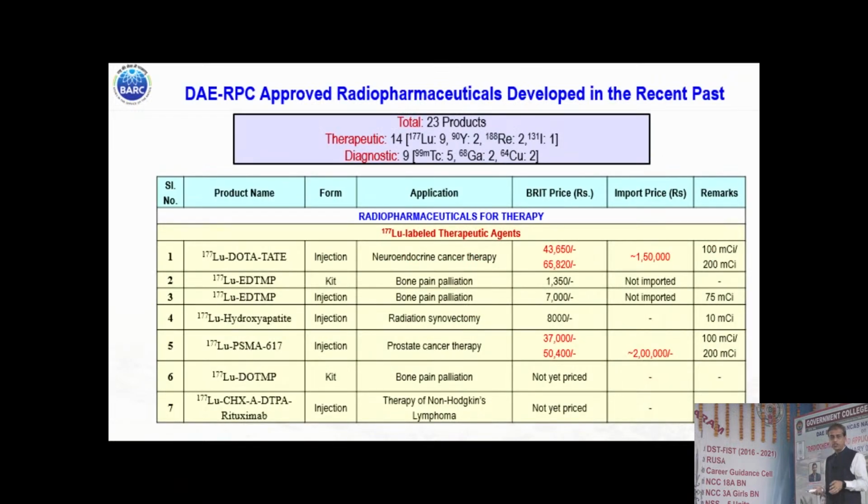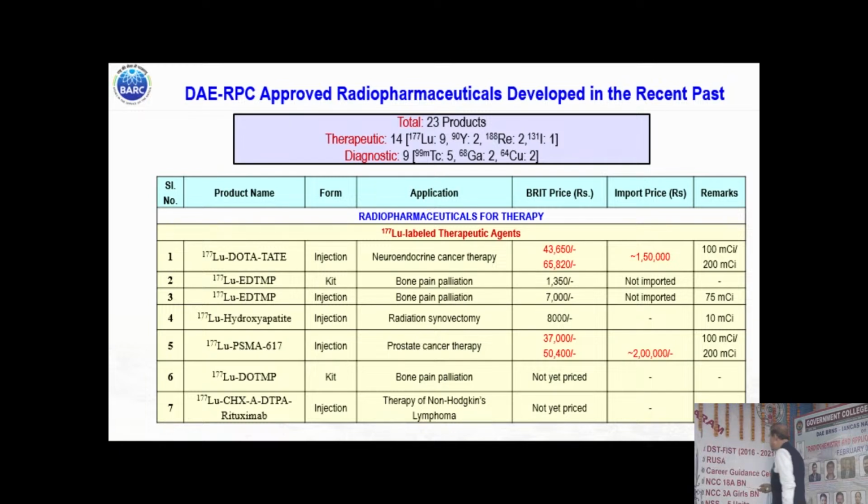So, I will just complete my presentation by showing you a list of what the Department of Atomic Energy is doing for healthcare applications using radioisotopes. In the last 5-6 years, we have developed 23 products, out of which 14 are therapeutic, based on different radioisotopes I have listed, and 9 diagnostic products. These are supplied either as per demand, or regularly for those which have a very high demand, and here you can see the cost difference.